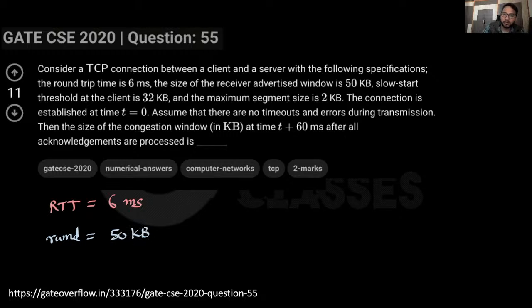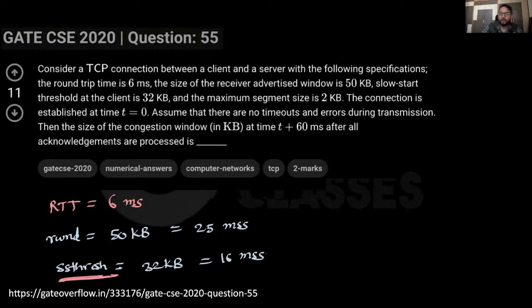The slow start threshold, see here, they have given the slow start threshold at the initial, so it is the initial slow start threshold, which is 32 KB. And the maximum segment size is 2 KB. So that means the threshold is 16 MSS and the receiver window is 25 MSS. The slow start threshold is given explicitly, which means it must be the initial slow start threshold, because after congestion anyway we will halve it.